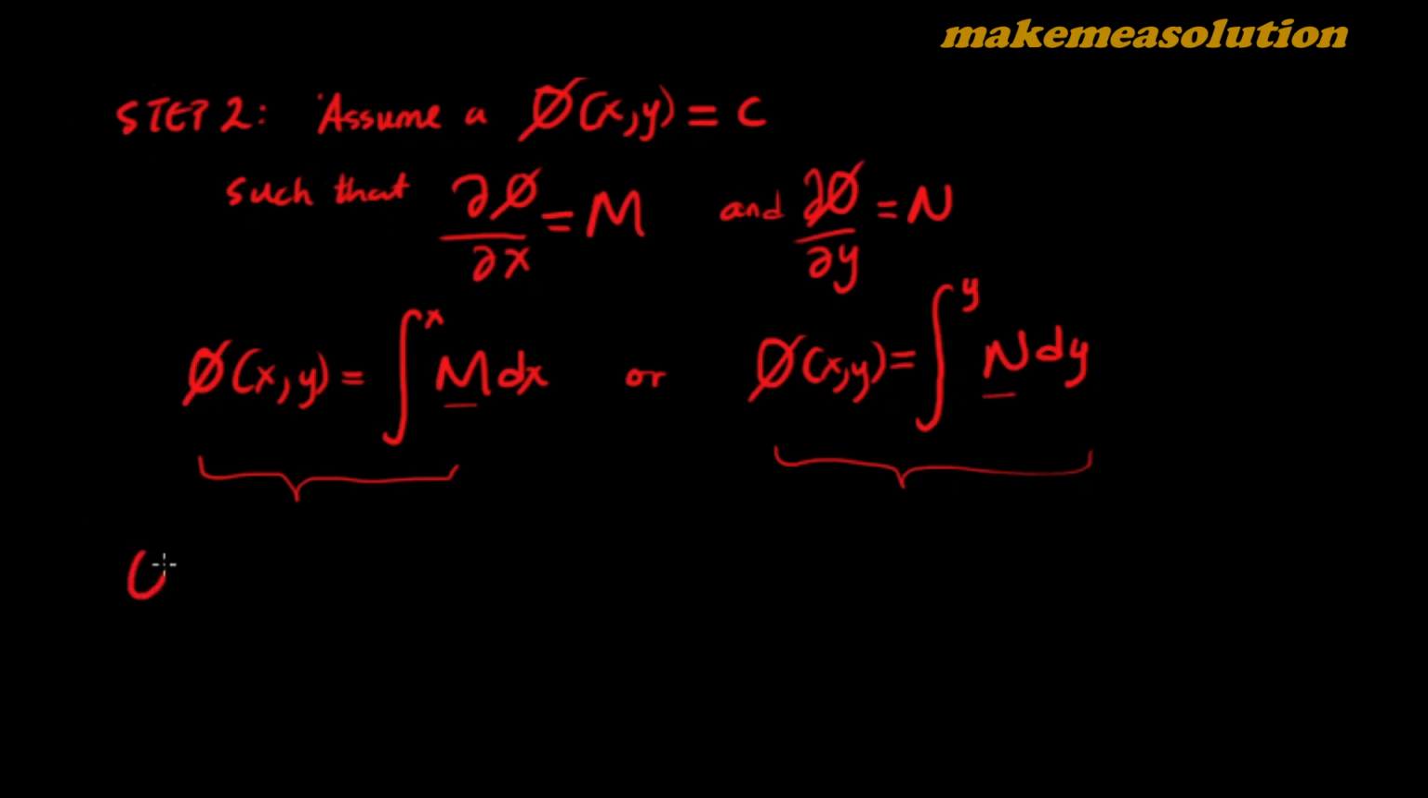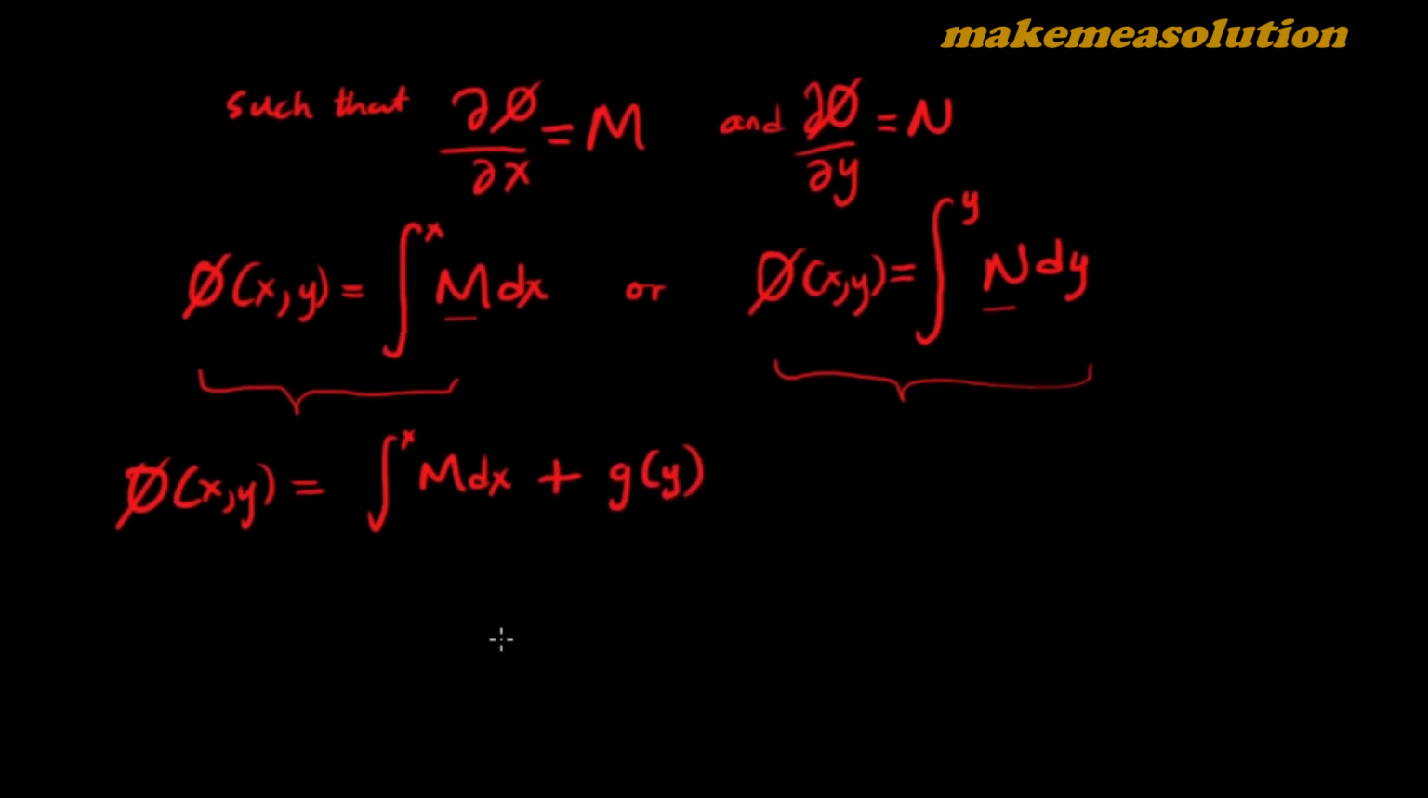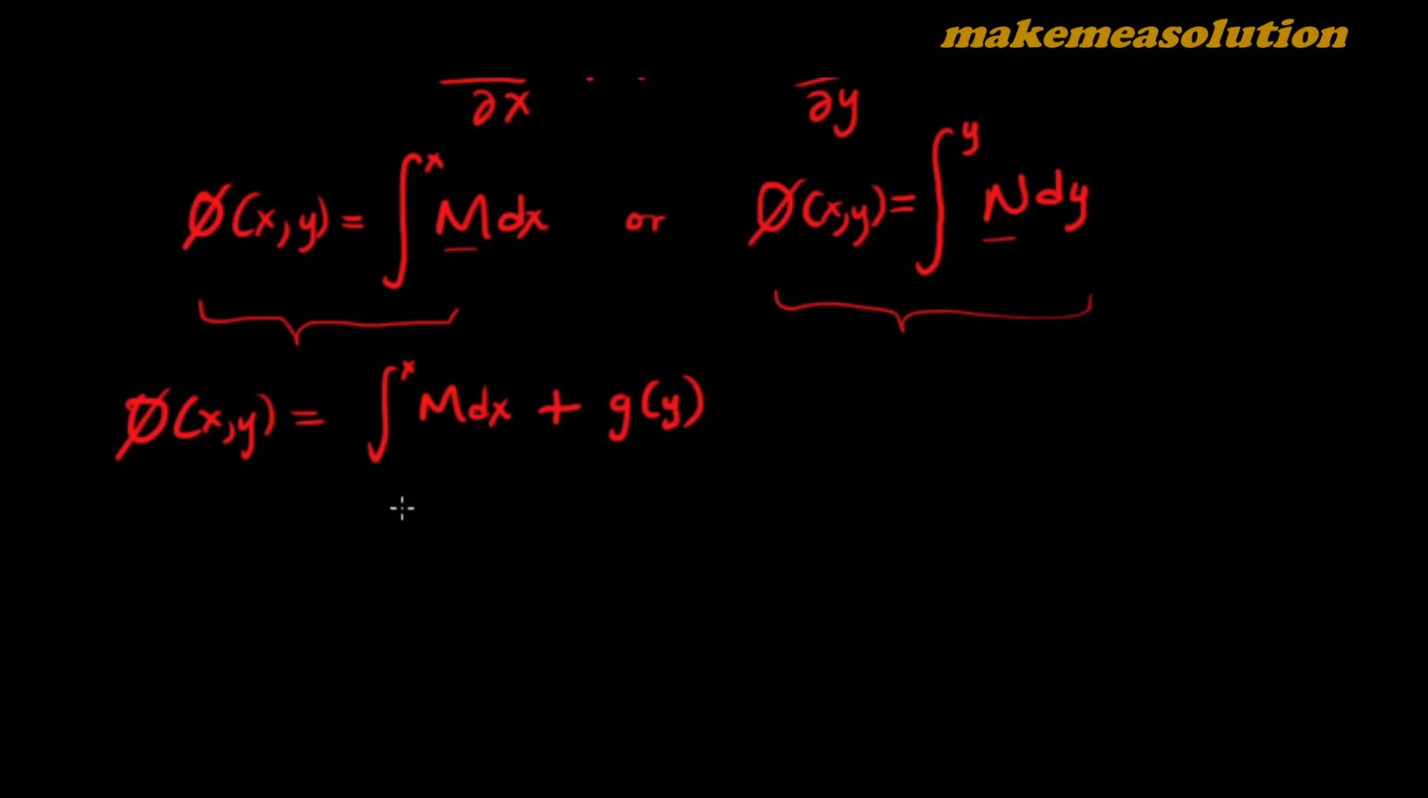So what I'm going to get is phi of x comma y is equal to the integral of m with respect to x partially. So my integration constant will be a function of y. Is that okay? My integration constant will be a function of y. So immediately, let me put this one in brackets. So this is the value of the integral and this is the integration constant.